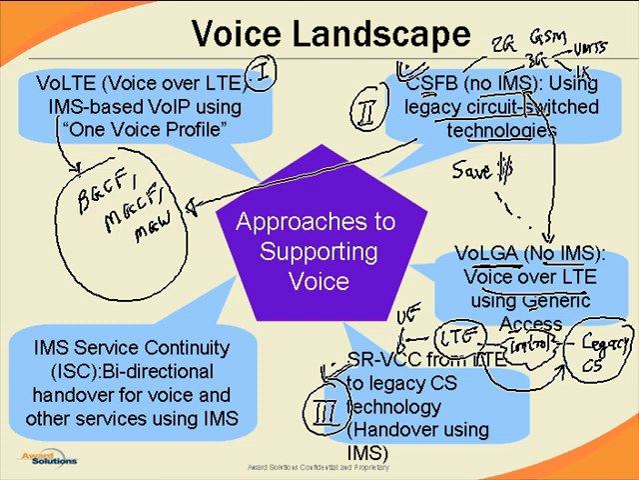SRVCC. Basically, if we are in LTE radio coverage area, we would use LTE technology. If we move outside the LTE coverage, then we will do the handover. Now, in that case, we do have IMS network. Our call is anchored at the IMS network. So IMS network knows whether we are in the LTE coverage area or we are in the legacy CS coverage area. And we can do the handover from LTE to legacy technology.